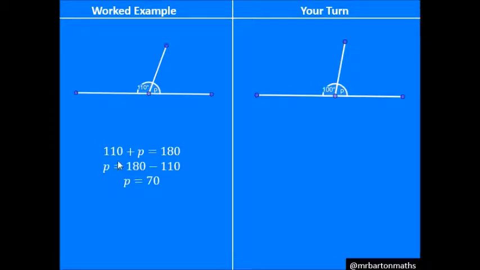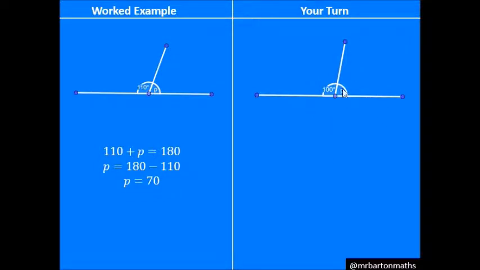Okay. First thing I did was 110 plus P equals 180. That's because these two angles when you add them together, they make a semicircle, they make a straight line. Therefore, when you add these angles together, it equals 180. And then we have an equation. If I take 110 away from both sides of this equation, then I end up with P equals 180 minus 110. So therefore P will equal 70 degrees.